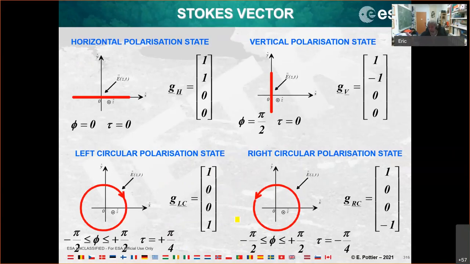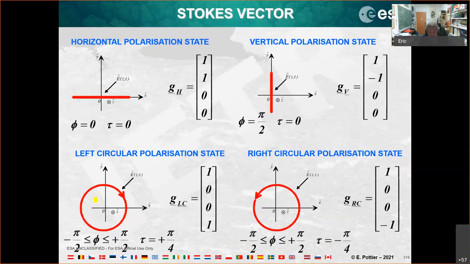So this is to illustrate the Stokes vector for different canonical polarization states. The first one here corresponds to the horizontal polarization state. So the Jones vector will be 1, 0, and the corresponding Stokes vector is 1, 1, 0, 0. This is a vertical polarization. So the Jones vector is 0, 1. The corresponding Stokes vector is 1, minus 1, 0, 0.